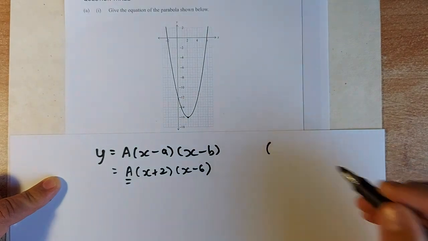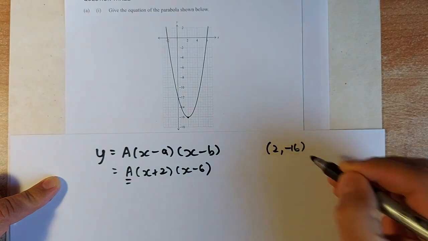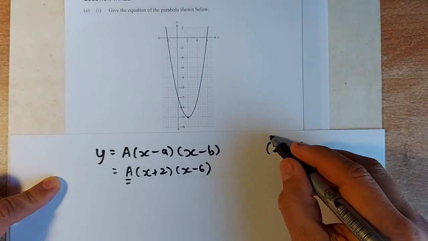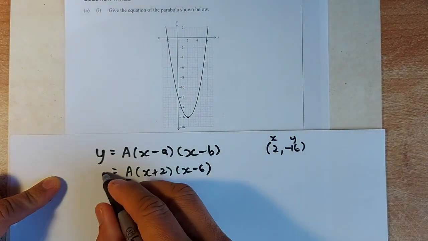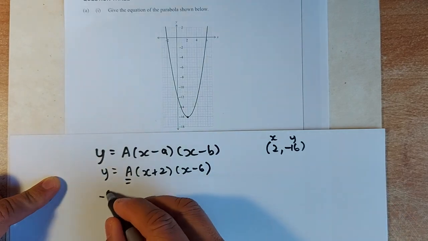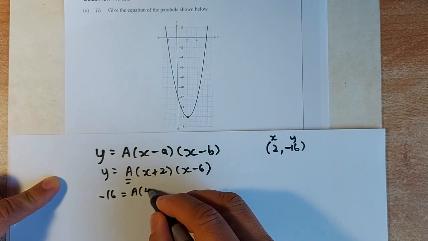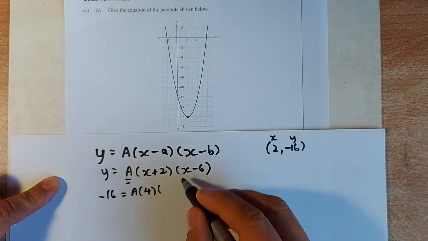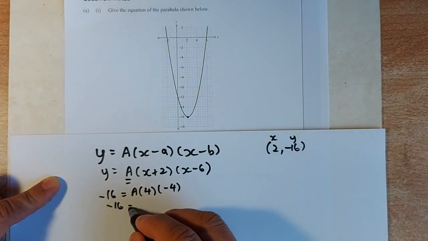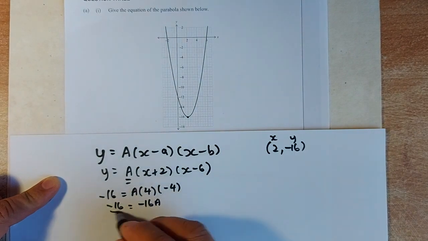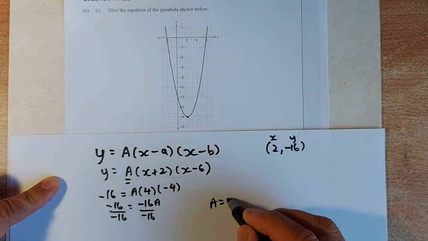That point is actually (2, -16). So to find your a, you're going to substitute x as 2 and y as -16 into that equation. So instead of y, you replace with -16 equals a, x is 2, so 2 plus 2 is 4, and then 2 minus 6 is -4. You solve that equation: -16 equals -16a, and you divide by -16 on both sides. Your a is equal to 1.